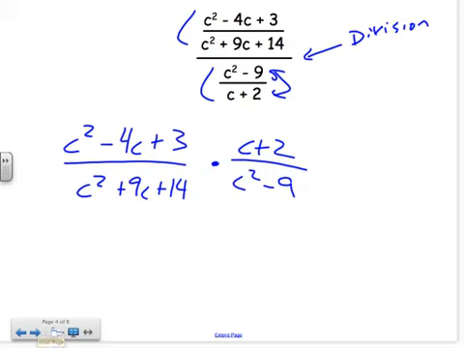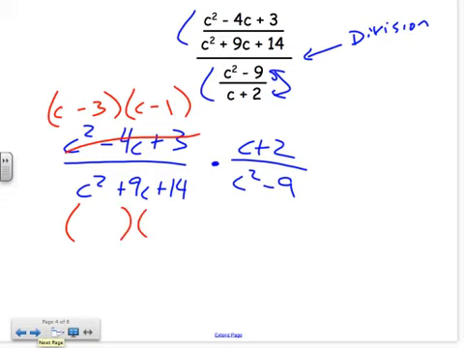Okay, let's take a look. Well, looks like we got some factoring to do, don't we? So let's find factors of 3 that add up to negative 4. They both need to be negative, don't they? I think a negative 3 and a negative 1. Negative 3 times negative 1 is 3, and they add up to negative 4. Good, so that's changed. Down here I need factors of 14 that add up to 9. That one's pretty straightforward. 7 and 2, plus 7 plus 2. Right side, c plus 2, can't do anything with that.